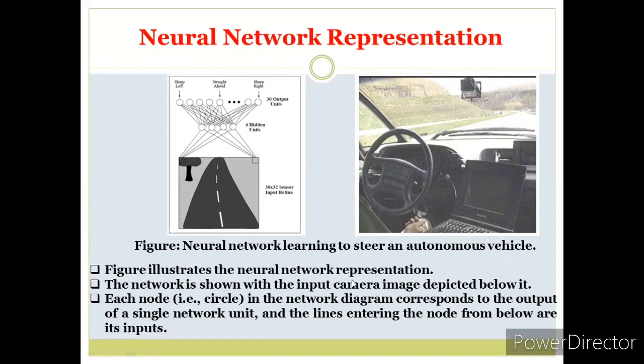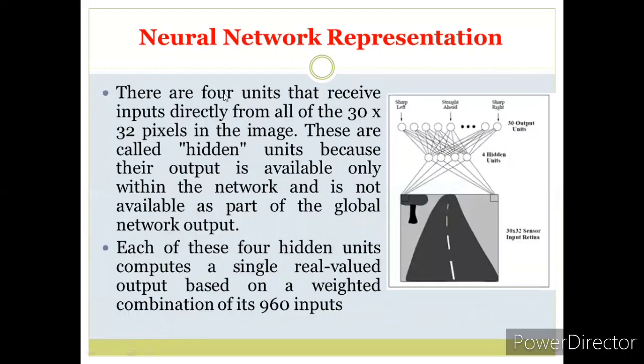The network's input is the camera image depicted below, as we can observe. Each node, that is, each circle in the network diagram, corresponds to the output of a single network unit, and the lines entering the node from below are all its inputs. There are 4 units that receive input directly from the 30 by 32 pixels.